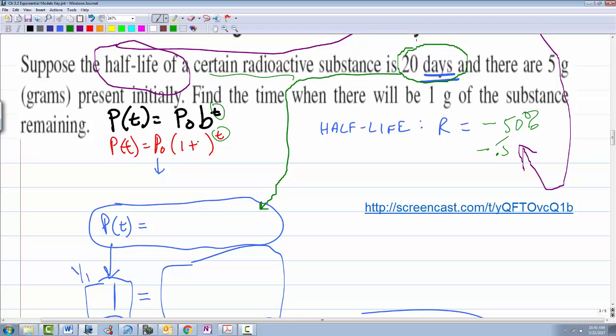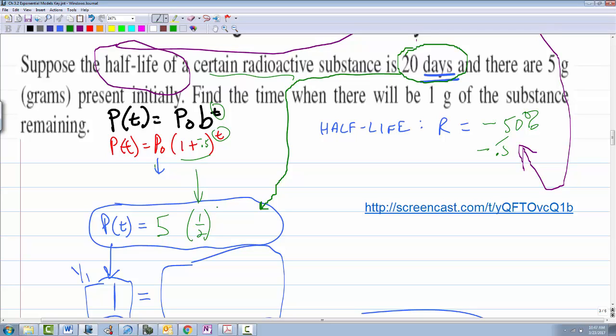So, in the construction of how we do this, what's B? It's 1 plus whatever R is, and R is negative. So, of course, R is half. Just like in the doubling, B becomes 2. For half-life, B is a half. Right? It's really not a hard concept, but I am constructing it in the way this section is presented, let's say. All right, so there are 5 grams initially.